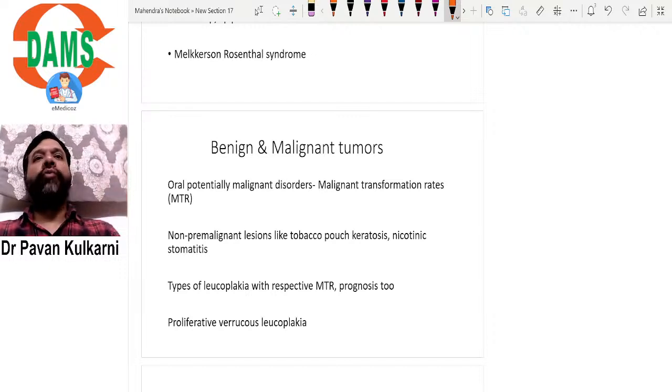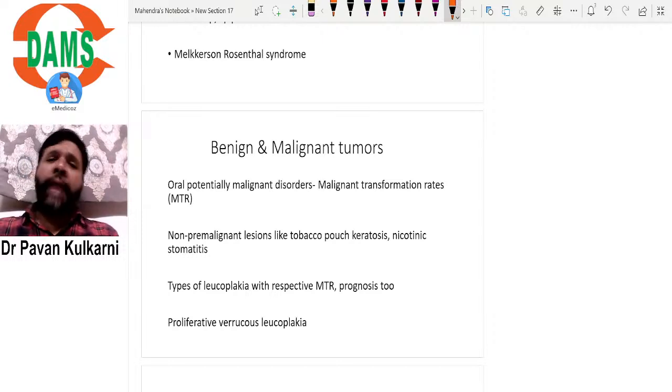Malignant transformation rate of erythroplakia. Malignant transformation rate of PVL, proliferative verrucous leukoplakia. All these malignant transformation rates, that is MTR, you are supposed to know. That is the first point to remember in benign and malignant tumors. Frequently, questions come on non-premalignant lesions such as tobacco pouch keratosis and nicotinic stomatitis. These are two characteristic lesions due to tobacco, but they are not actually premalignant. So questions come on that aspect.